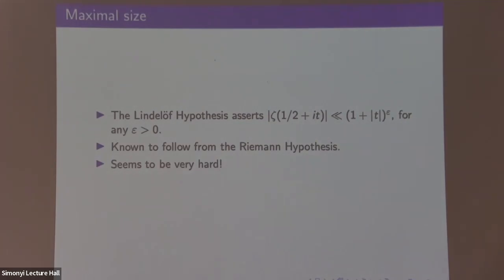This is in line with the Lindelof hypothesis, which states that the zeta function is bounded by basically t to the epsilon for any epsilon positive. The Lindelof hypothesis is known to follow from the Riemann hypothesis, but we don't really know how to prove the Lindelof hypothesis.